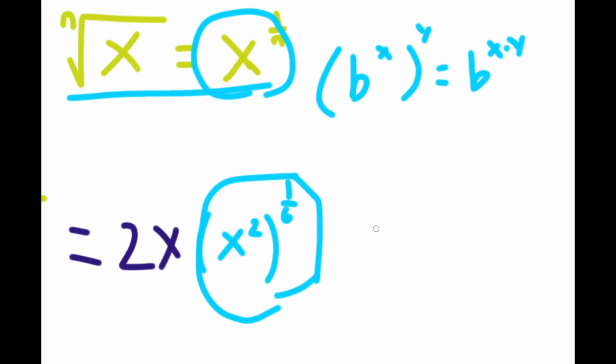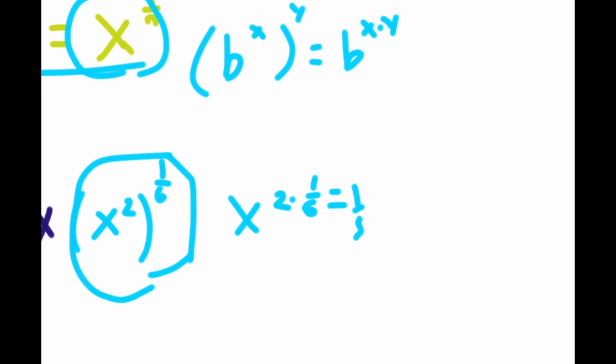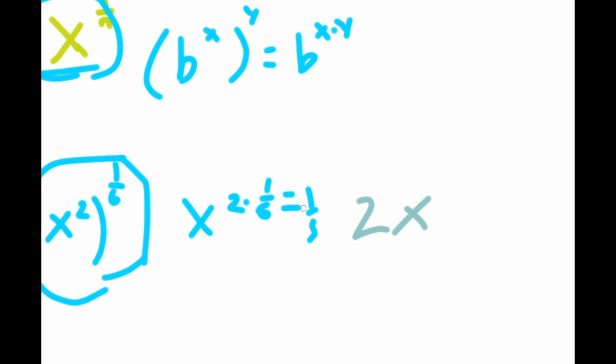Okay, so if we do that, we get x to the 2 times 1/6, right? And 2 times 1/6 is equal to 1/3, right? So x to the 1/3, and let me just write down the 2x so I don't forget. 2x times x to the 1/3. Let me just put this in brackets. Okay, there we go. So that is one of the most simplified versions of this.